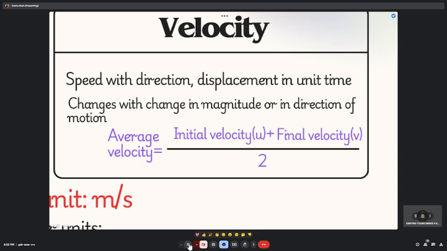So when you want to find the average velocity of an object in the entire journey, it is initial velocity plus final velocity upon 2. That is the average of the two velocities. Are we clear with this? Yes, ma'am.